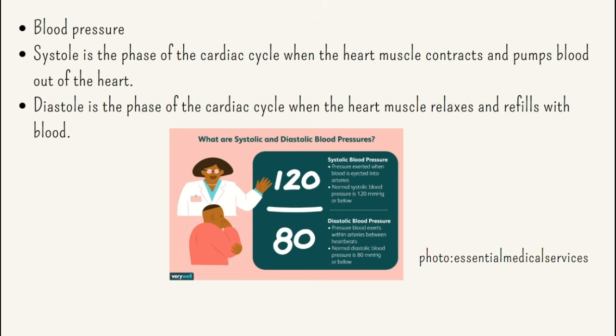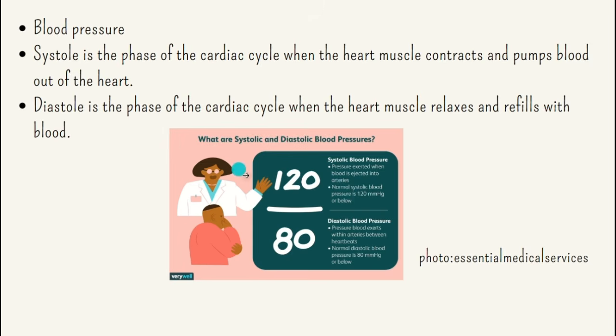Alright, so now with blood pressure, basically we know that high blood pressure is hypertension, right? So we're going to be talking about how they measure blood pressure. You have the systole value and you have the diastole value. The systole is the phase of the cardiac cycle when the heart contracts and pumps blood out of the heart, right? So that is that aspect. Then the diastole is the phase of the cardiac cycle when the heart relaxes and refills with blood.